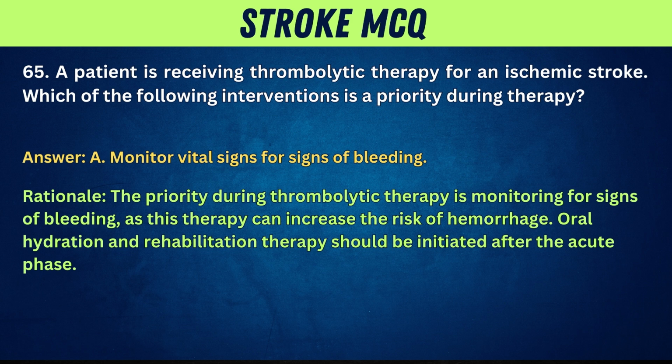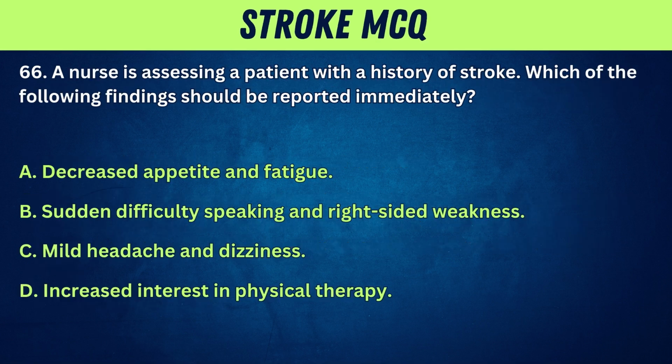Rationale: the priority during thrombolytic therapy is monitoring for signs of bleeding, as this therapy can increase the risk of hemorrhage. Oral hydration and rehabilitation therapy should be initiated after the acute phase.